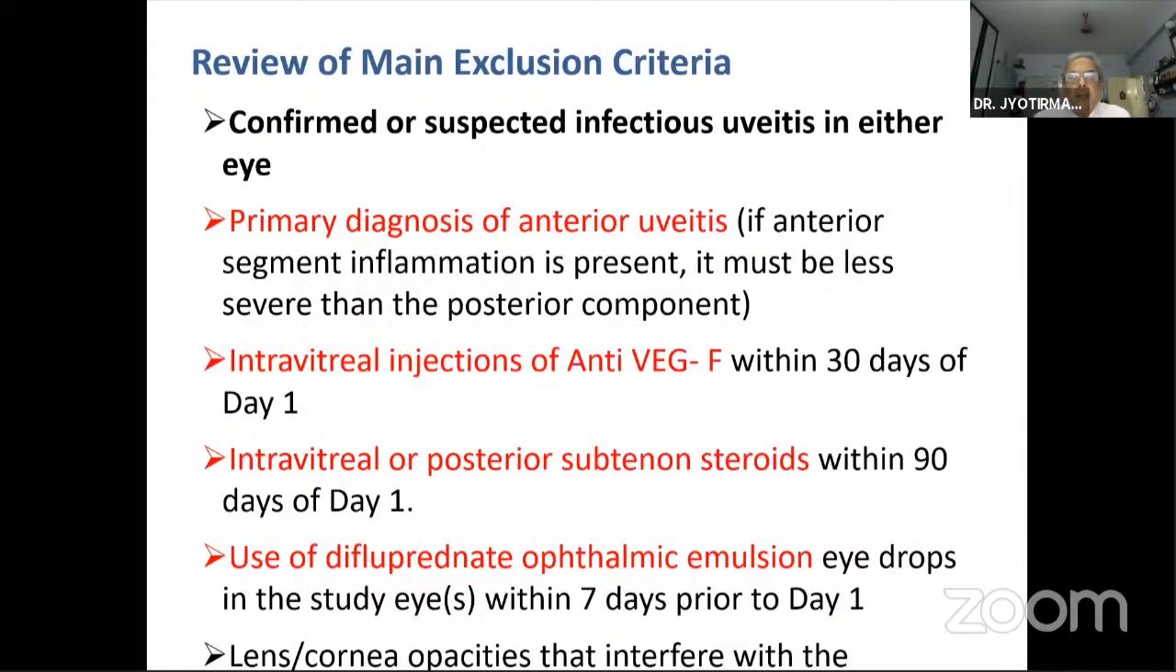The main exclusion criteria is, of course, that there should not be predominantly anterior uveitis; it should be posterior or intermediate uveitis. Patients should not have had intravitreal anti-VEGF injection or intravitreal or posterior subtenon steroid. Use of difluprednate is also excluded.